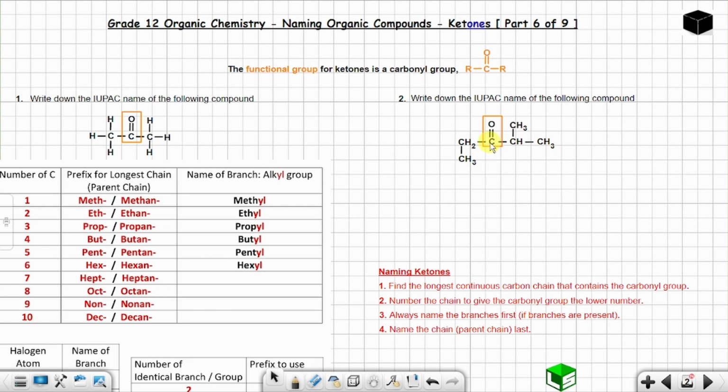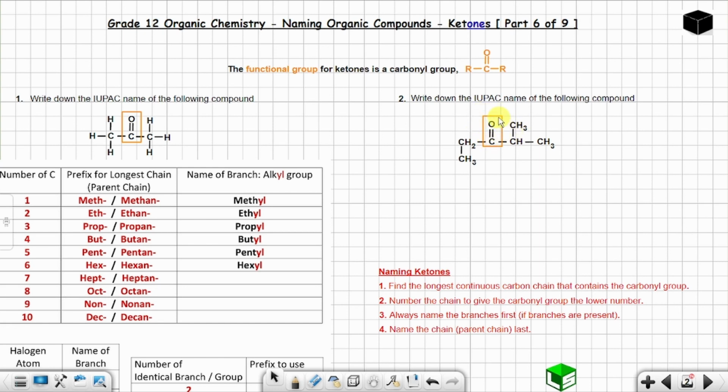So you can see whether you start from this side, the carbonyl group will be on carbon number 3, or if you start from this side, the carbonyl group will be on carbon number 3. So you have to give this branch the lower number. The carbonyl group will still be on carbon number 3. So you have to start this side so that you can give this branch a lower number. So the branch will be on carbon number 2, not on carbon number 4. Okay, you have to give the branch a lower number.